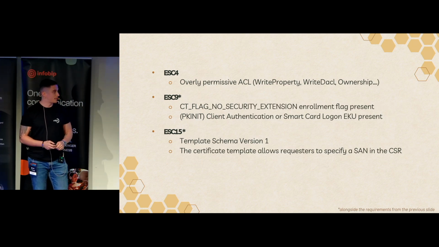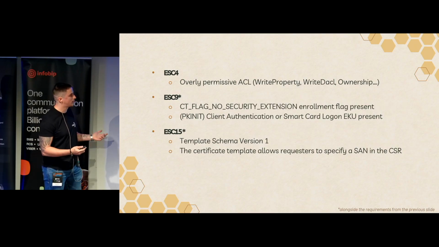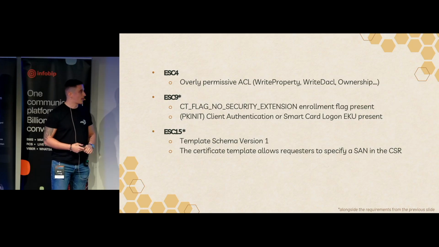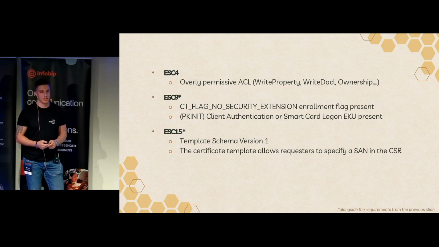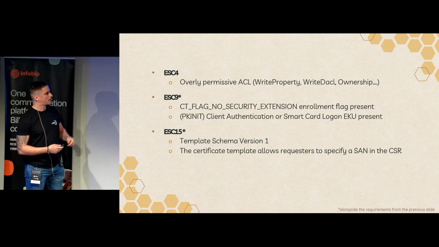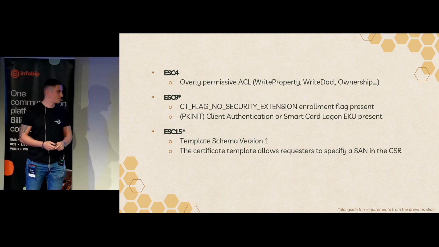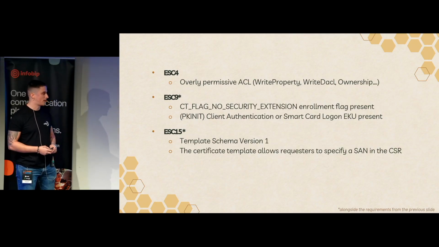We have ESC4, which by far has the least requirements to abuse, so it's literally just over-permissive ACLs over 1 template. ESC9 needs to have this flag set up, CT_FLAG_NO_SECURITY_EXTENSION. This is actually based on certificate mapping that is set up on the domain controller. You could actually speak literally about that theme, but I'm not going to deep dive into that. And client authentication, smart card logon EKU, just as some of the others before. Lastly, ESC15 needs to have a version 1 certificate template that allows users to specify a subject alternative name in the certificate signing request.